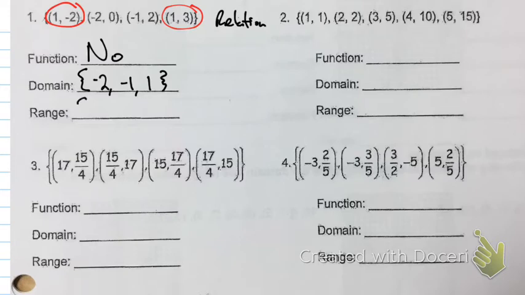The range is all possible, it's in your notes if you forgot, y values. So I'm looking at -2, 0, 2, and 3. That's it. Domain are the x values, range is the y values. Can I make any numbers between 2 and 3? No, because see how that's in a set? This is just points on an ordered pair. I like that. I'm going to show you others too.